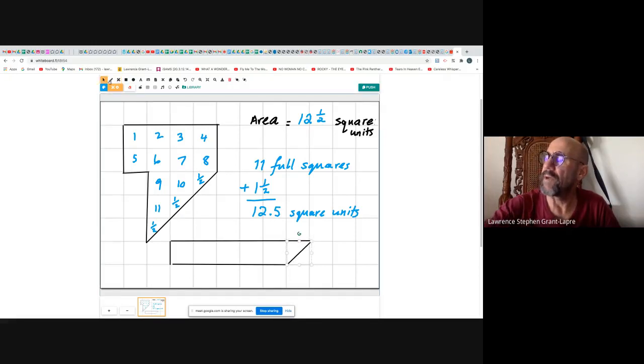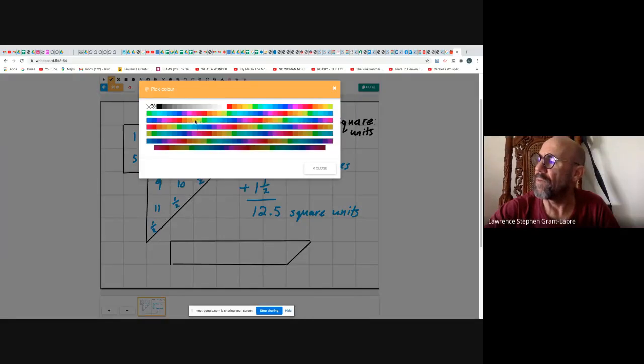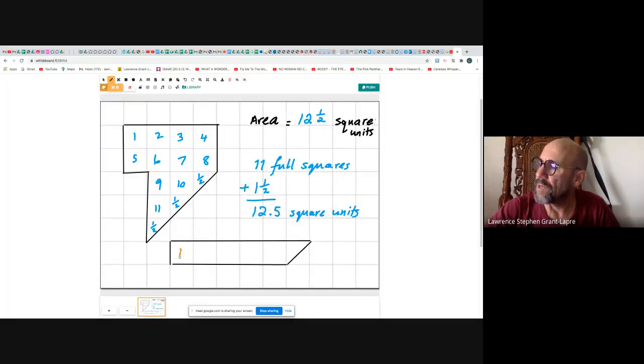And what is the area of this shape here? So we will count the squares. 1, 2, 3, 4, 5.5. So the area equals 5.5 square units. Therefore, shape A has a smaller area than shape B.